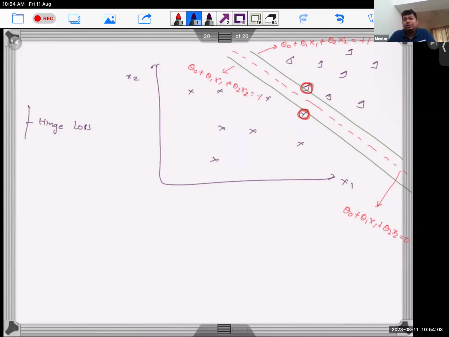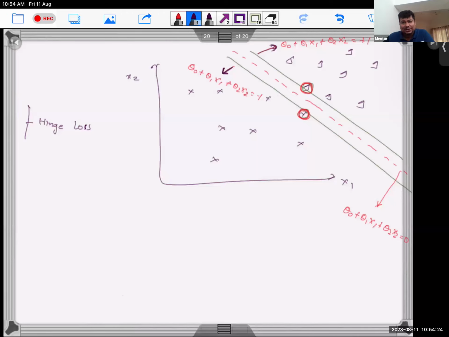So you can say it is trying to draw two parallel lines. Please note that can you see from the equation that these lines are parallel? Only the intercept terms are different. One is theta naught minus 1 and the other is theta naught plus 1.